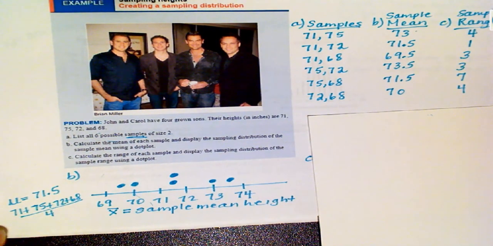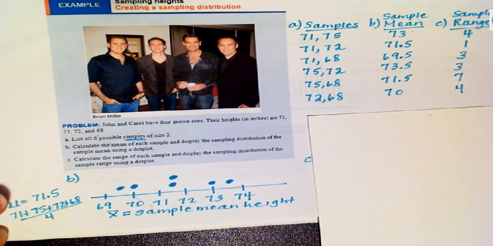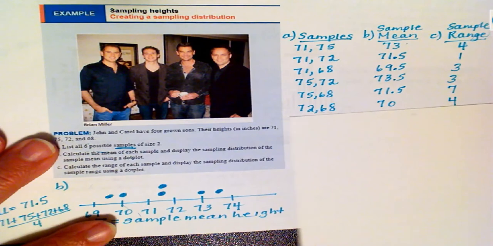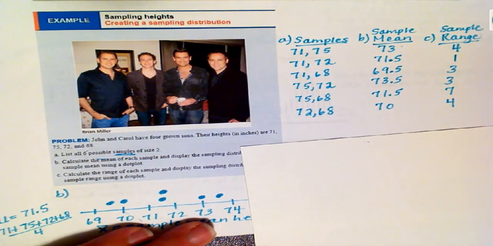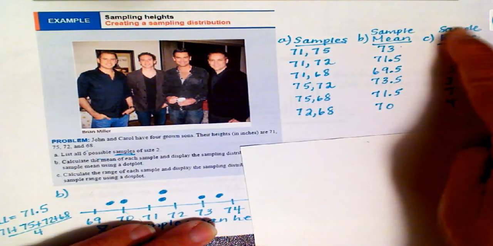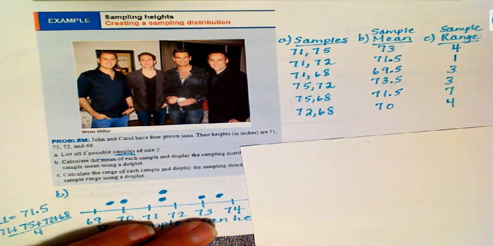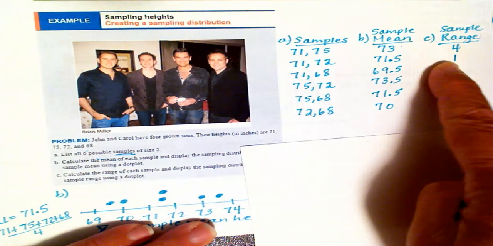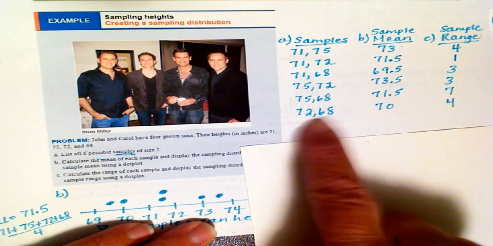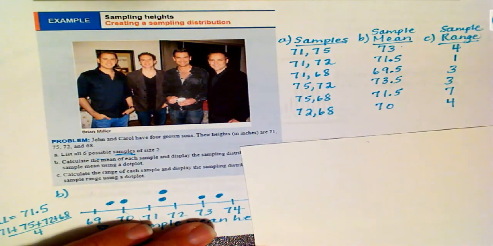Okay. All right. Part C asks us to calculate the range of each sample and then display that on a dot plot as well. When I went through and found the range of this first sample, it was 4. So I just added it here at the end. The range of this was 1. That was 3, 3, 7. And the range of that sample was 4.